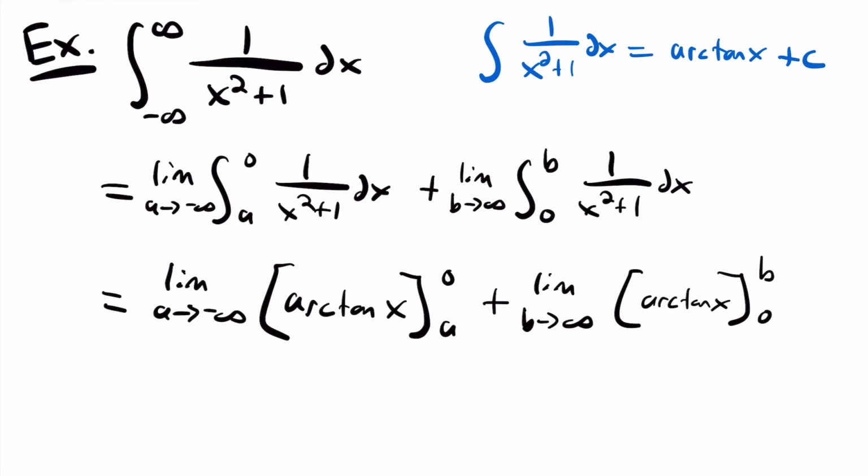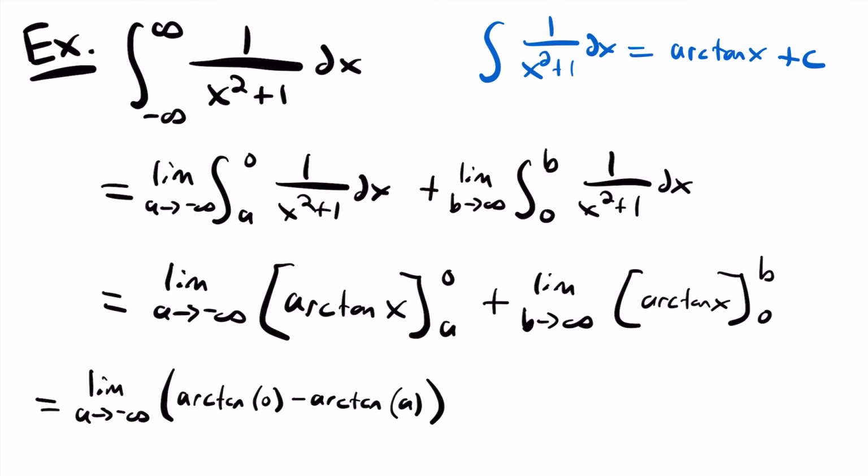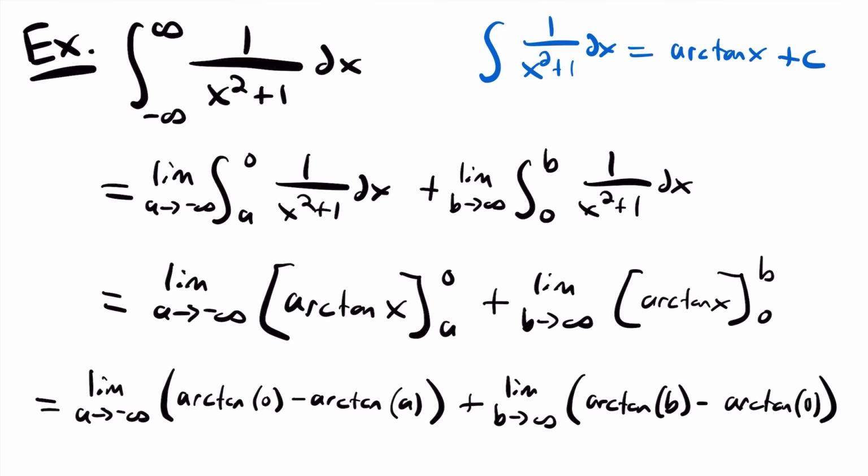Now if we evaluate arctangent for both sets of these bounds, we will have that this is equal to the limit as a approaches negative infinity of arctangent of 0 minus arctangent of a, plus the limit as b approaches infinity of arctangent of b minus arctangent of 0. Okay, so we plugged in our upper bounds into arctangent and then subtracted, plugging in the lower bounds.